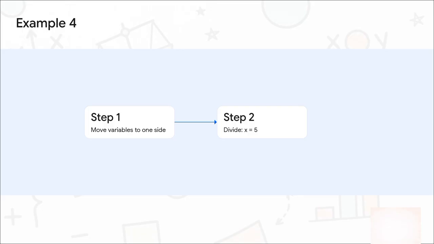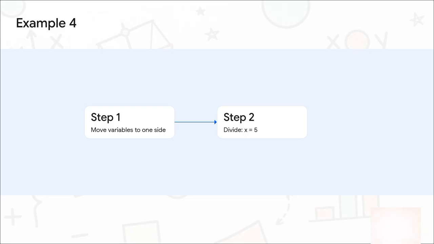Let's inject a little more energy here and take down a slightly harder one. Example 4. 5x minus 3 equals 2x plus 12. Now don't panic, the steps are still perfectly reliable. Step 1. Move the variables to one side. Let's subtract 2x from both sides.